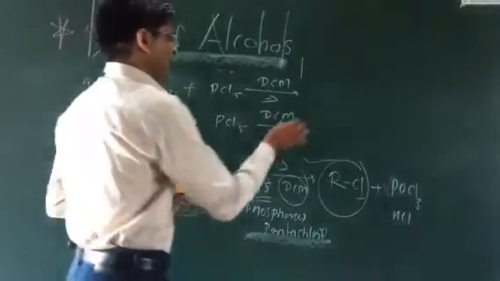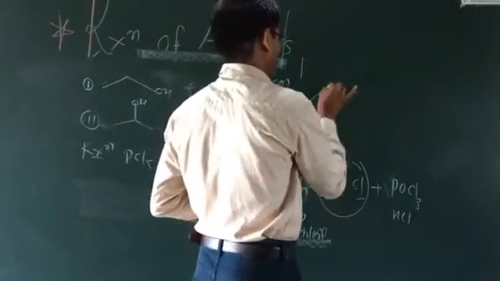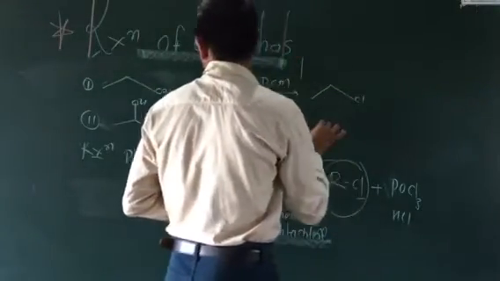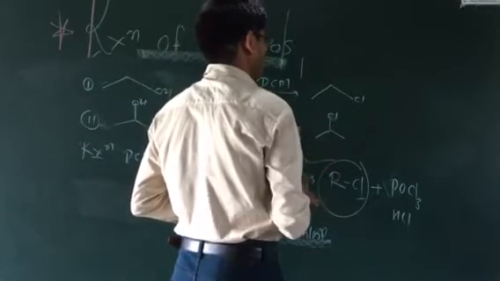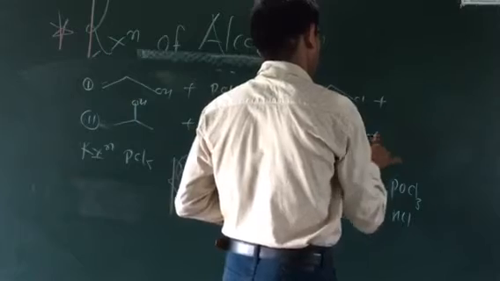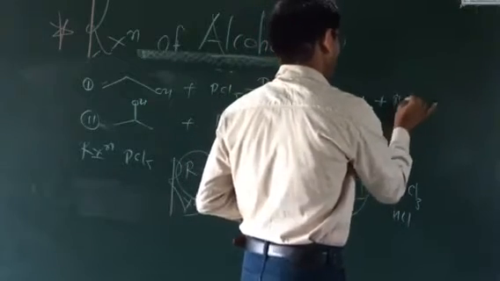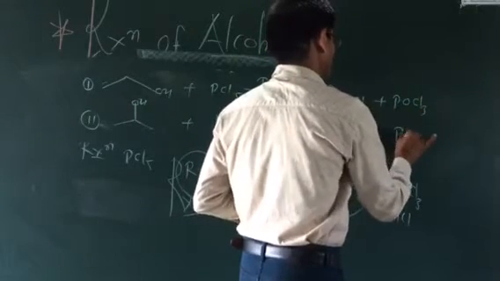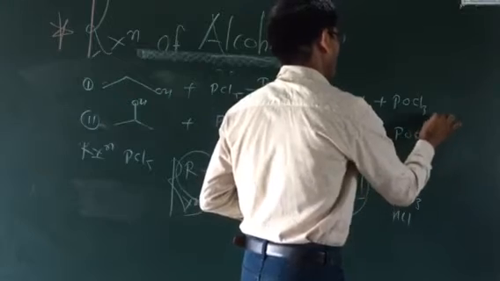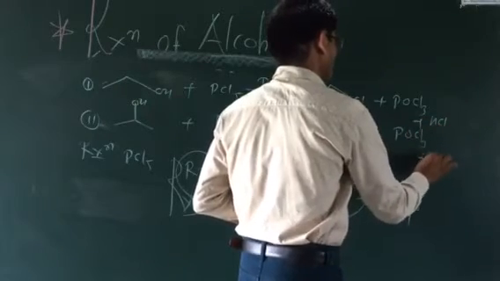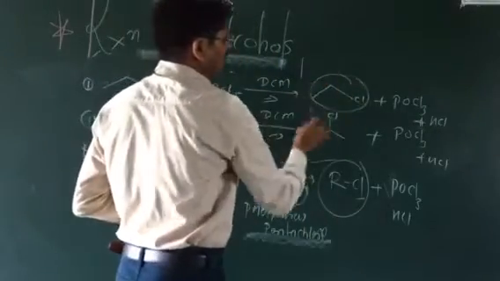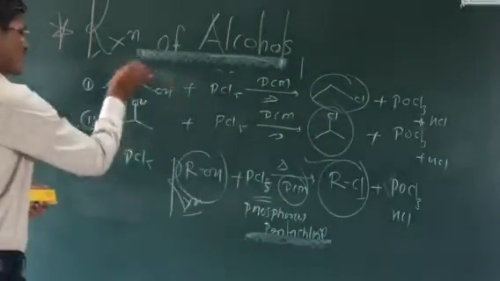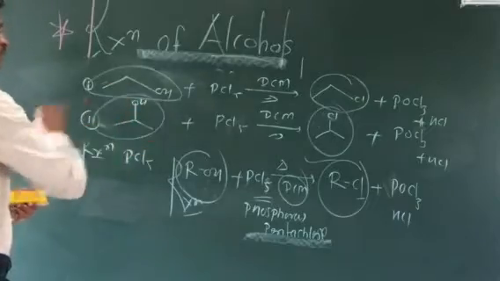The OH is replaced by Cl. It is a substitution type of reaction: formation of ethyl chloride from ethyl alcohol, and isopropyl chloride from isopropyl alcohol. The side products are POCl3 and hydrochloric acid, hydrogen chloride. So this is the formation of ethyl chloride and isopropyl chloride from ethyl alcohol and isopropyl alcohol.